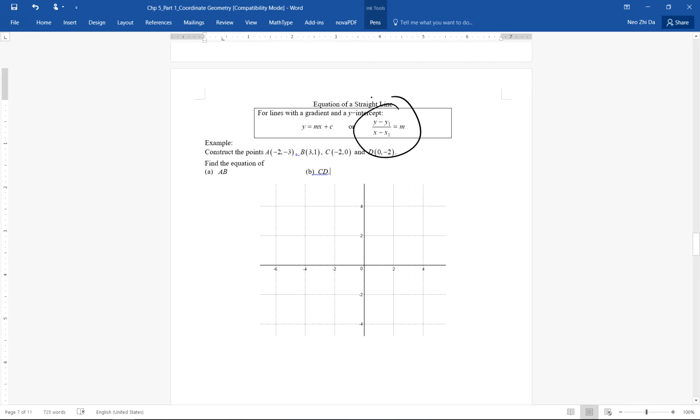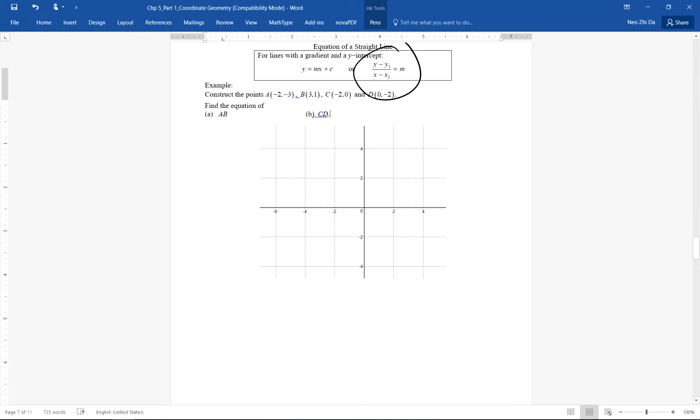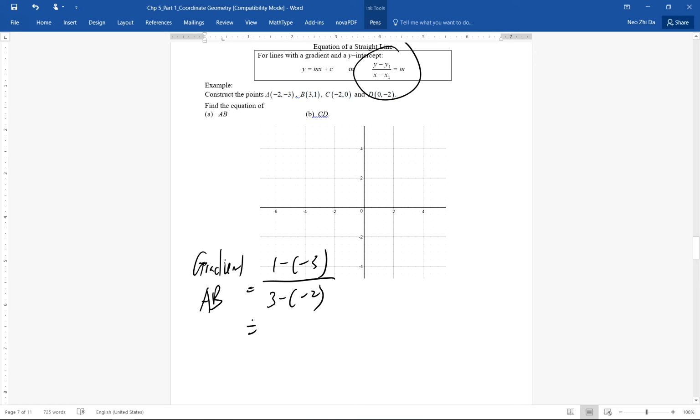So equation of AB, step number 1. We will look for the gradient first. You need two pieces of information basically. First information is the gradient. Second information is one pair of coordinates which lie on the line itself. So let's do gradient AB first. Gradient AB will be 1 minus 3 over 3 minus negative 2. What's the answer? On top is 4, right? Below is 5. So this is the gradient.